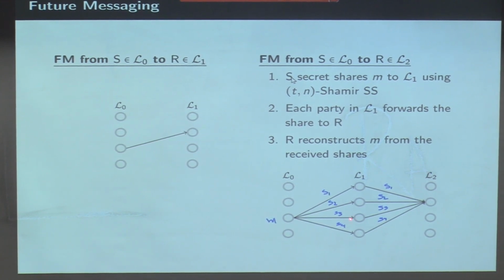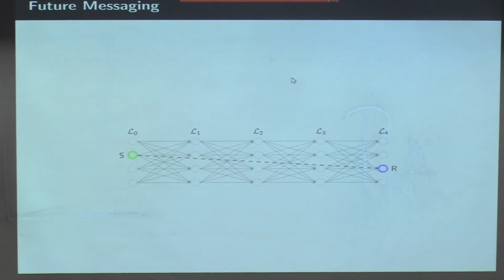Now, if at most T parties are corrupt here, by the property of Shamir secret sharing, this party should be able to reconstruct it by correcting the errors. So this party might send an S2 prime, but you can still recover, and the parties over here do not learn the message because it has been secret shared.